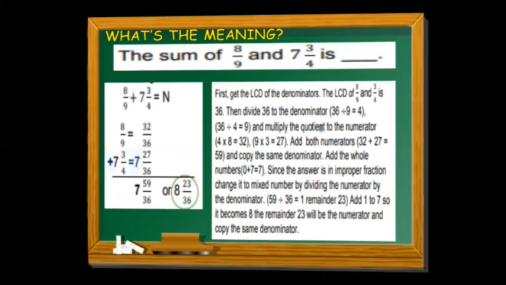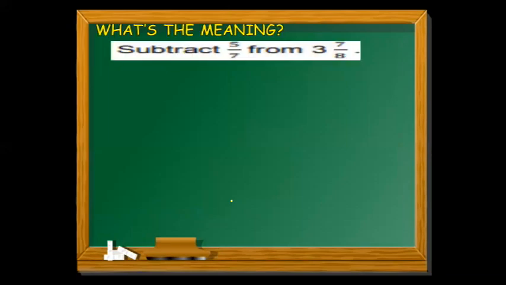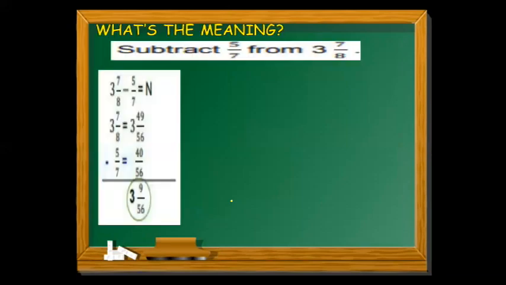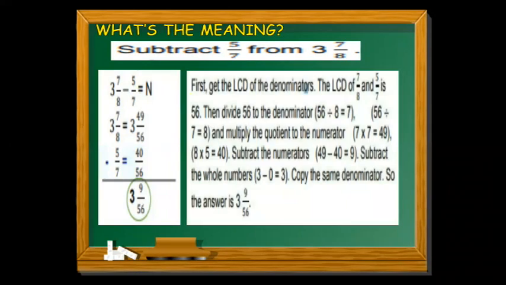So, next, we have last example. Subtraction naman tayo. 5/7 from 3 and 7/8. So, 3 and 7/8 minus 5/7 is equals to n. First, ganun pa rin, we will need to find the LCD of 7 and 8. So, the LCD is 56. And then after that, we will divide 56 by 7, times 5 equals 40. And then 56 divided by 8, times 7 equals 49.